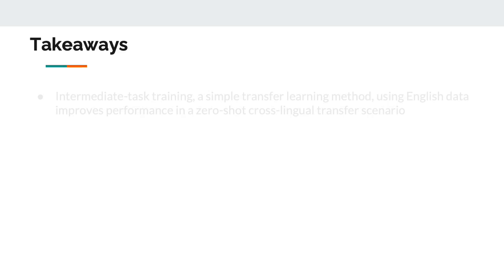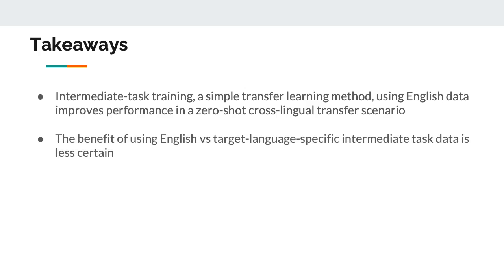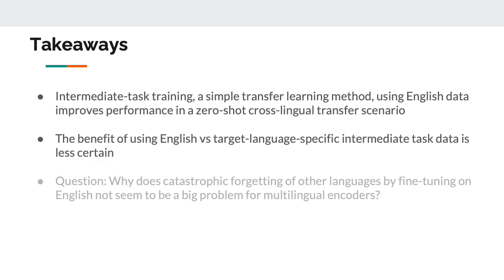Okay, so to wrap up, we've shown that intermediate task training, a very simple transfer learning method using English intermediate task data, can improve performance even in a zero-shot cross-lingual transfer scenario. On the other hand, the benefit of using English versus target language specific intermediate task data is still a little bit less certain. This still leaves us with the following question. Why does it seem that catastrophic forgetting of knowledge of other languages after fine-tuning on English doesn't seem to be a big problem for multilingual encoders? This is something that we hope the field will be able to answer in the near future.